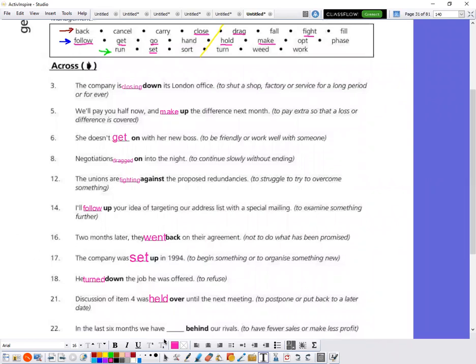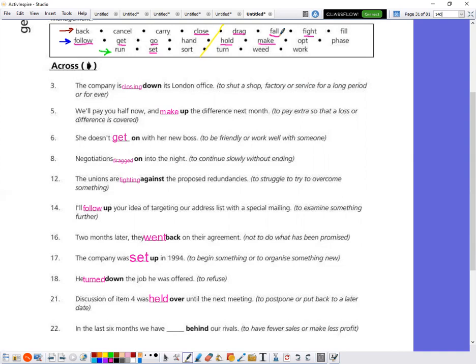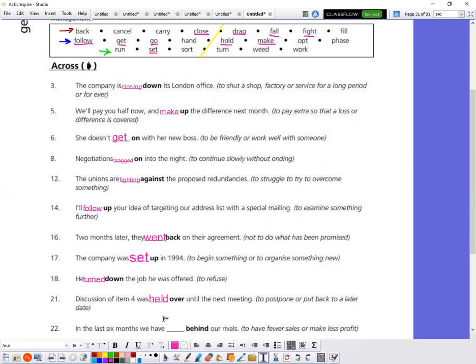In the last 6 months, we have fallen behind our rivals. It means to have fewer sales or make less profit. We have fall. The PP of fall is what? Yes, Ahmed, fallen. Yes, fallen. That's fall, but the PP is fallen.